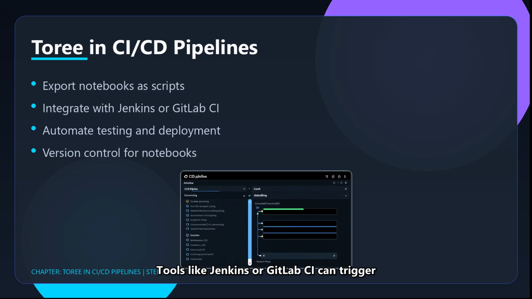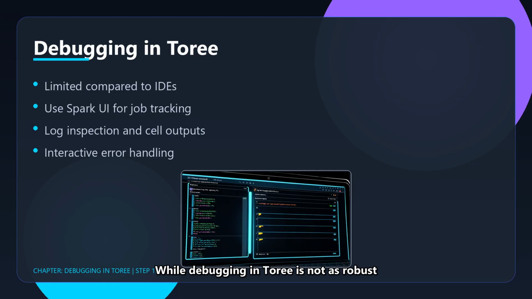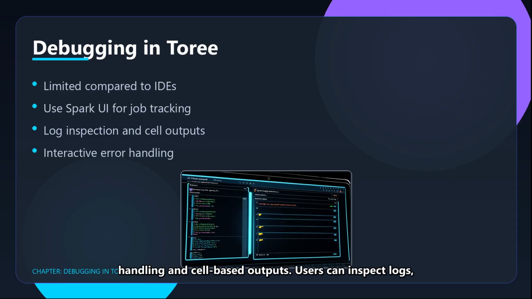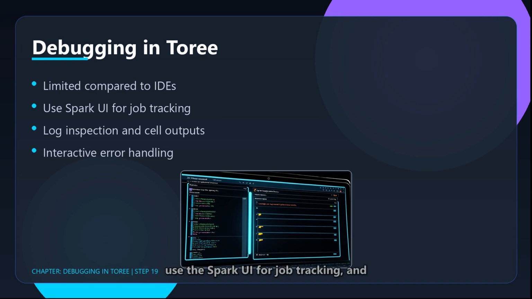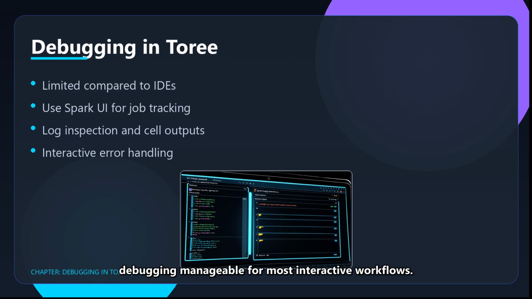Tools like Jenkins or GitLab CI can trigger notebook execution and validate results. While debugging in Toree is not as robust as in full IDEs, it offers interactive error handling and cell-based outputs. Users can inspect logs, use the Spark UI for job tracking, and isolate issues by running cells independently. This makes debugging manageable for most interactive workflows.